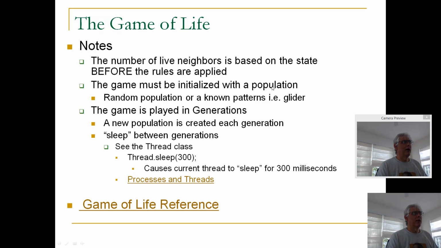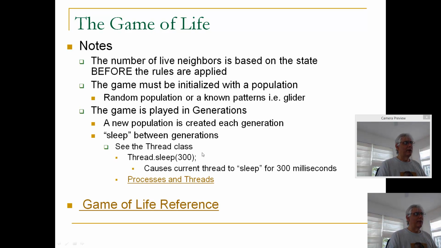The game must be initialized with a population. You can use a random population or known patterns. We've talked about the glider a fair amount. It's a nice simple pattern with a known behavior, a good one to start with. The game is played in generations, so a new population is created each generation based on the current population, and we go dormant or we sleep between each generation. Depending on the length of this sleep, you can create some pretty interesting visual effects.